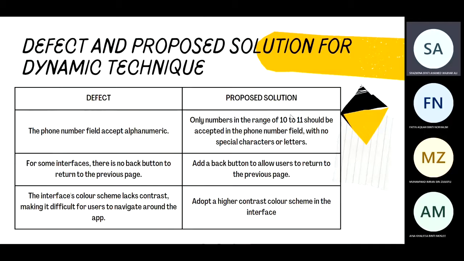The second defect found is that for some interfaces, there is no back button to return to the previous page. The proper solution for this defect is to add a back button to allow users to return to the previous page. Third defect, the interface color scheme lacks contrast, making it difficult for users to navigate around the app, and the solution proposed to fix this defect is to adopt a higher contrast color scheme in the interface.